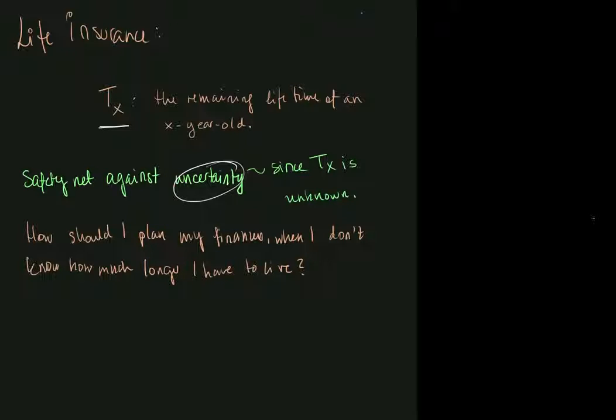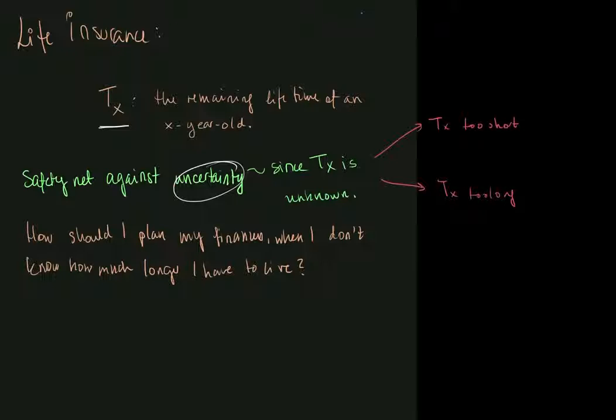So there are two kinds of risk. There is one kind where you risk your remaining lifetime being too short, and there's also the other kind where your remaining lifetime can be too long. So Tx too short is one problem, Tx too long is another problem.